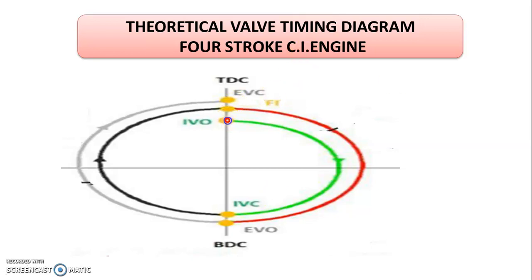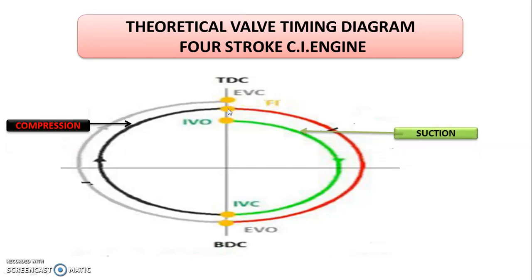So here the inlet valve will open when the piston is at TDC, and atmospheric air will get sucked inside the cylinder, and the inlet valve will close when the piston exactly reaches BDC. Now when the piston again starts moving from BDC towards TDC, the compression of the air takes place. When the piston exactly reaches TDC, the compression is completed.